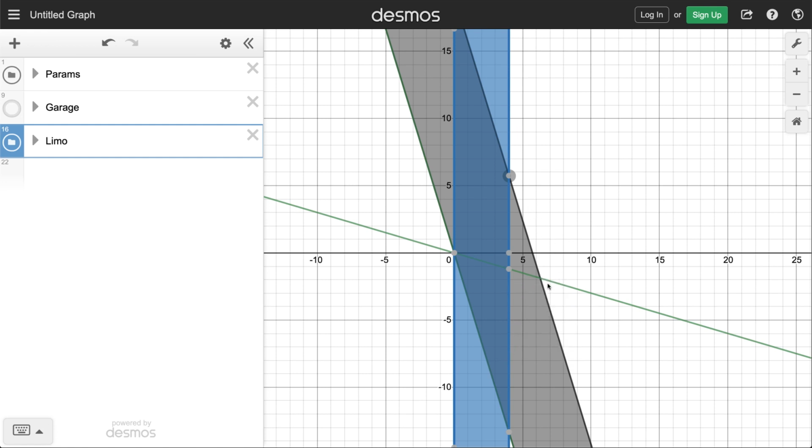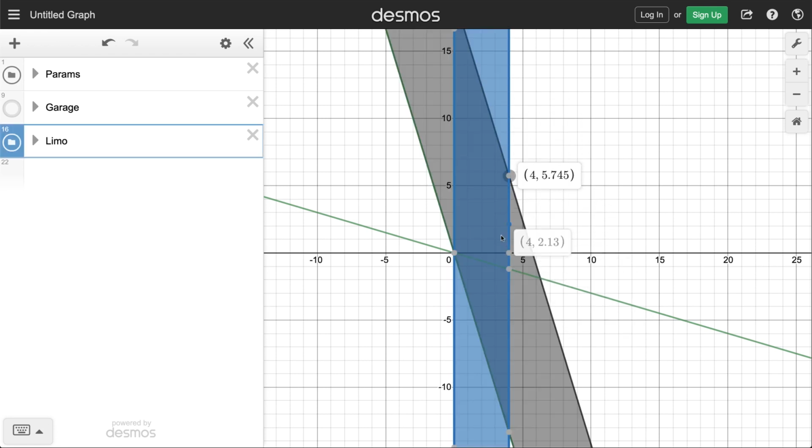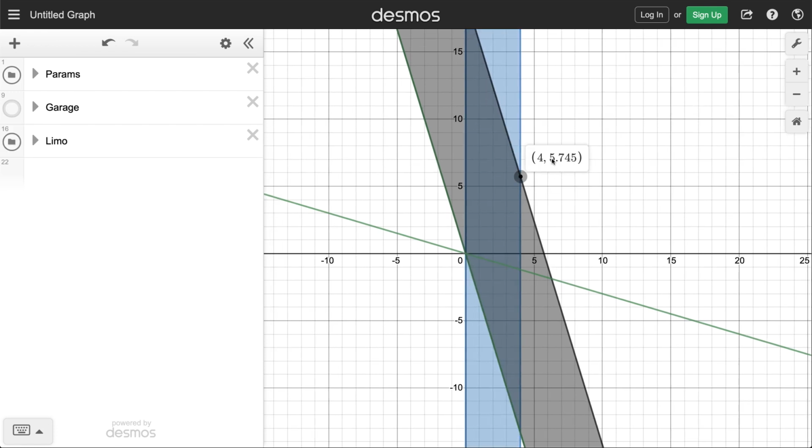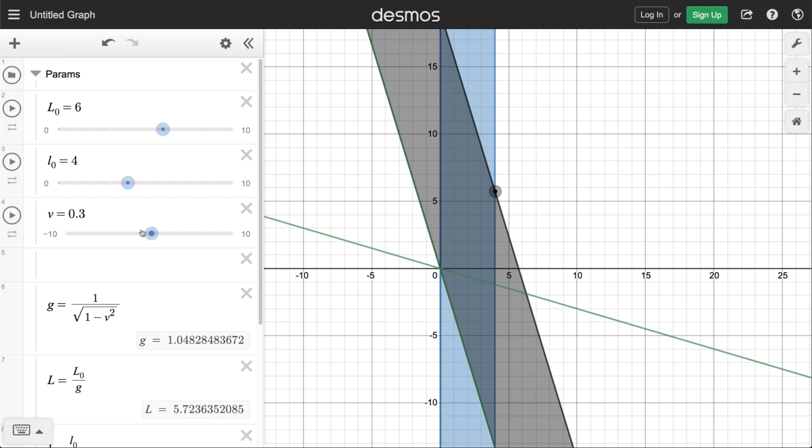And the event B is actually this event here in this space-time diagram. That's where the back of the garage hits the front of the limo, and you can see at the moment the t prime would be positive here. So the t prime here is 5.745 in the limo's frame of reference. So t prime equals 5.745. So it's positive.